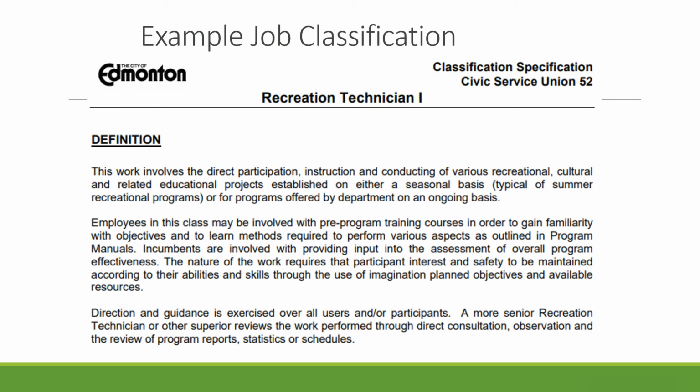So here's an example of a job classification. This is for the city of Edmonton for Recreation Technician 1. So I just want to point out this isn't a job ad or a job description. It's a classification system. So you can see they explain what type of work the person is doing, and who oversees them, etc., what union it's in, and it would also do the rate of pay usually as well.